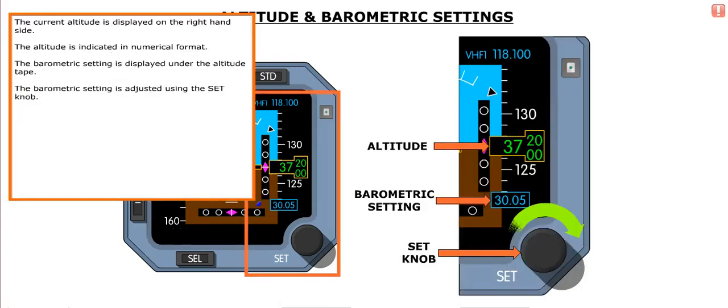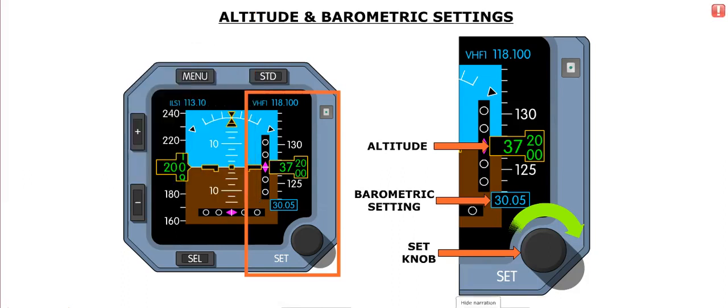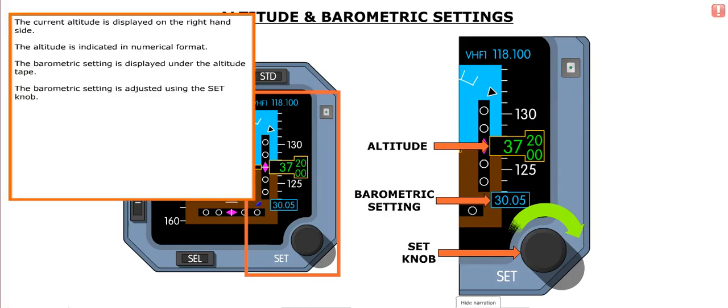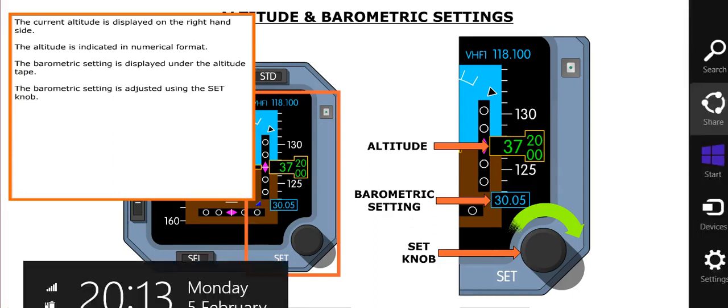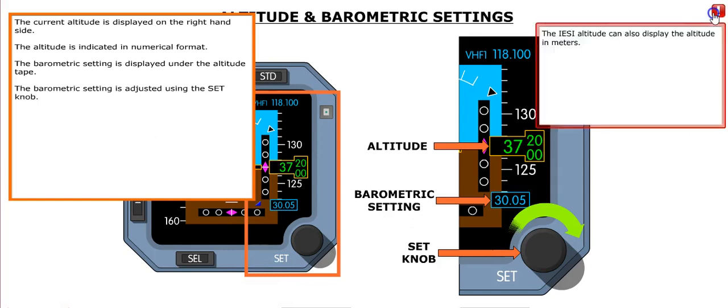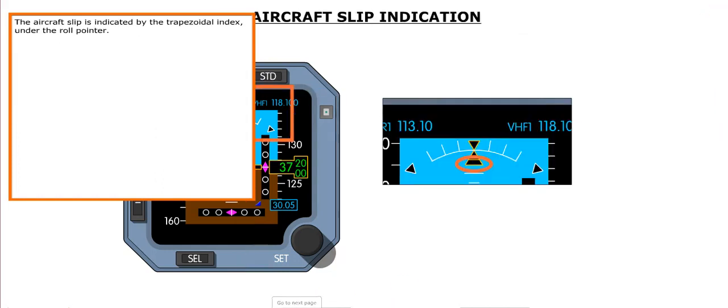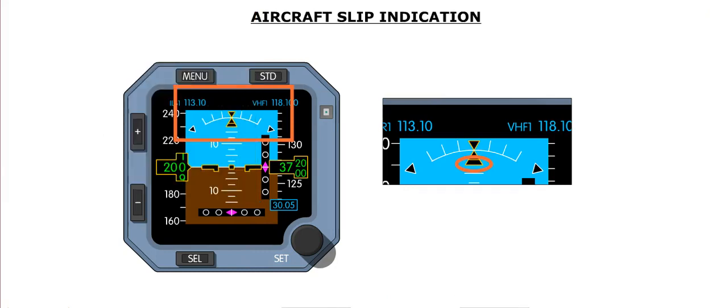The current altitude is displayed on the right-hand side. The altitude is indicated in numerical format. The barometric setting is displayed under the altitude tape. The barometric setting is adjusted using the set knob. The aircraft slip is indicated by the trapezoidal index under the roll pointer.